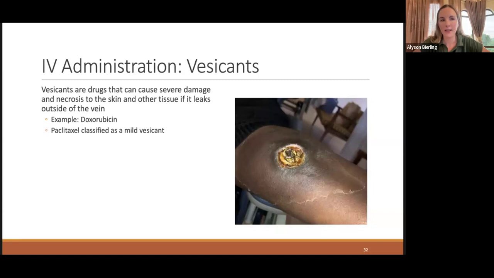And then just to note, paclitaxel is classified as a mild vesicant. We don't take the same precautions when we're administering paclitaxel as we do with doxorubicin. It doesn't typically cause tissue damage if it leaks outside of the vein, but there have been some reports, some cases of that happening. So we just need to be careful with that as well.